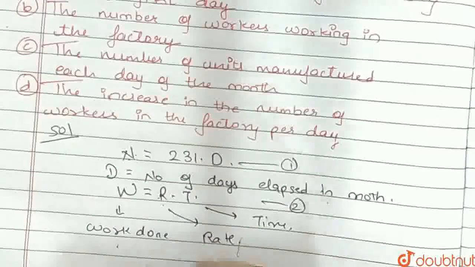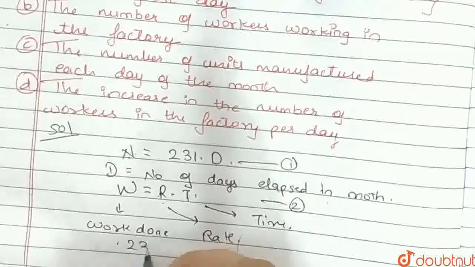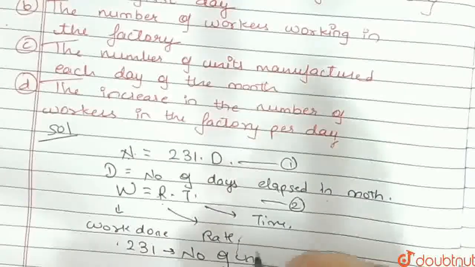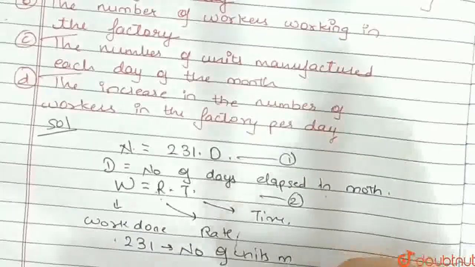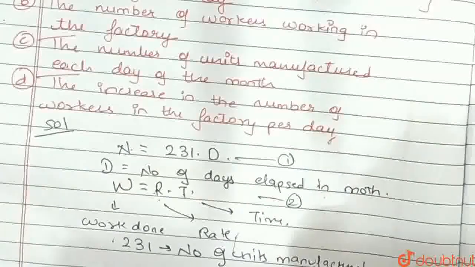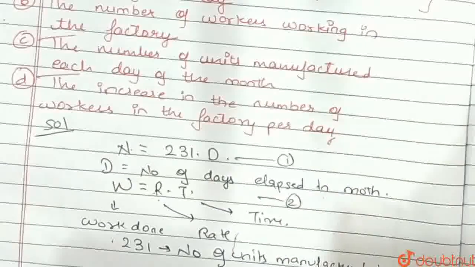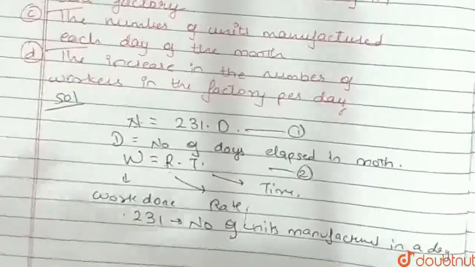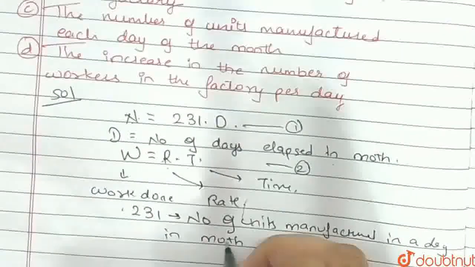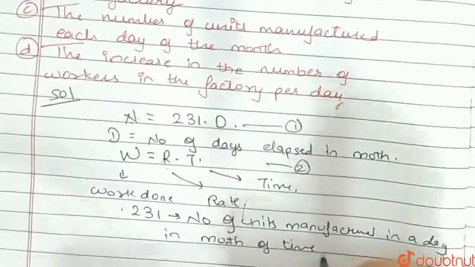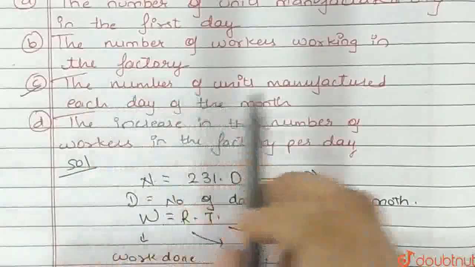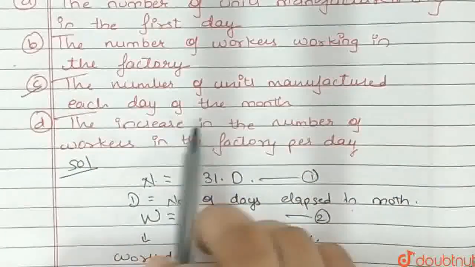So 231 is nothing but the number of units manufactured in a day in the whole month of time. So therefore, we can say that the answer is option C, that is the number of units manufactured each day of the month.